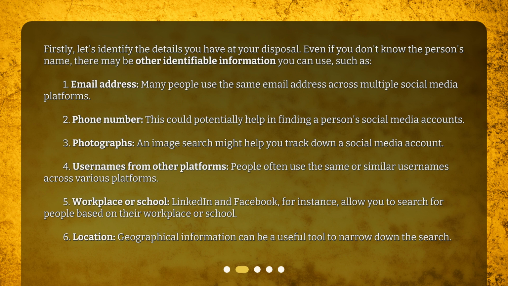3. Photographs. An image search might help you track down a social media account. 4. Usernames from other platforms. People often use the same or similar usernames across various platforms. 5. Workplace or school. LinkedIn and Facebook, for instance, allow you to search for people based on their workplace or school. 6. Location. Geographical information can be a useful tool to narrow down the search.